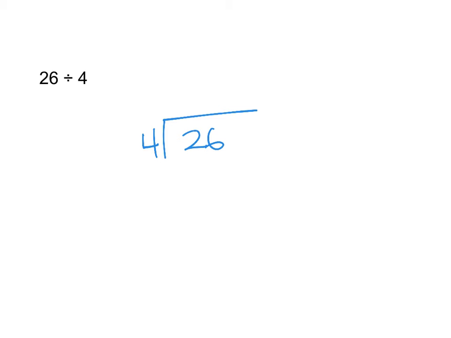Again, if you're not certain, you can count by 4s. 4, 8, 12, 16, 20, 24. 28 goes too far, so I need to go with 24. So 4 goes into 26 6 times, and 6 times 4 is 24. When I subtract that, I'm left with 2. So in this particular case, 26 divided by 4 equals 6 with a remainder of 2. My quotient is 6, my remainder is 2.